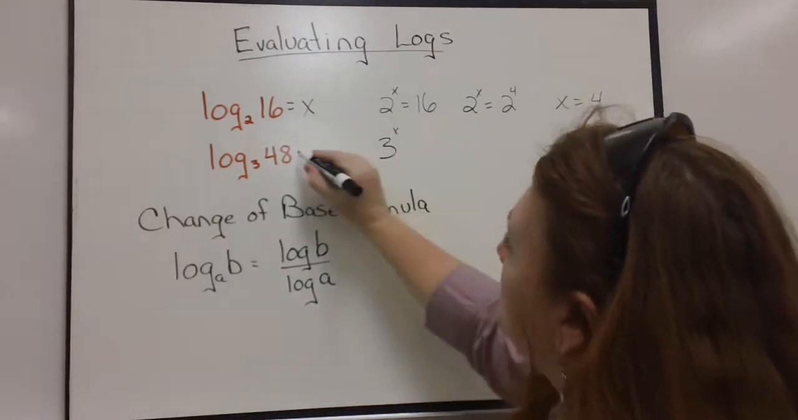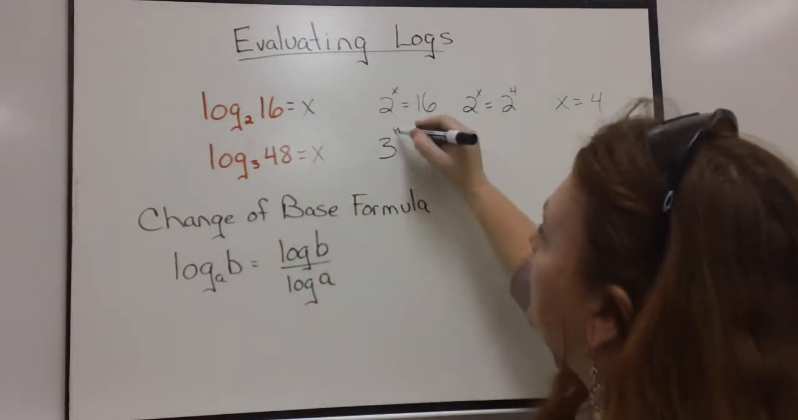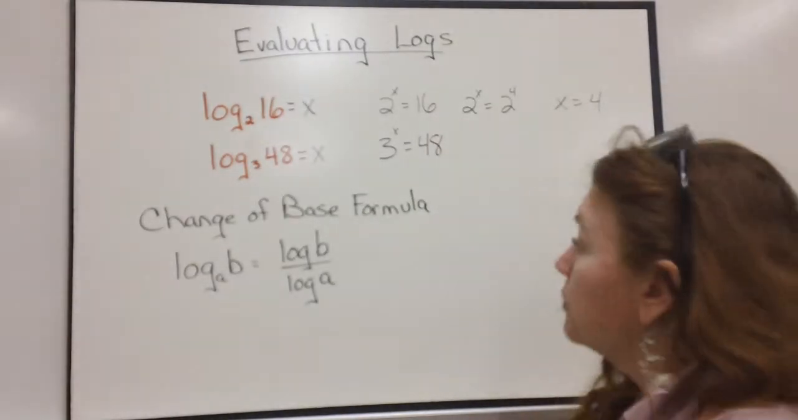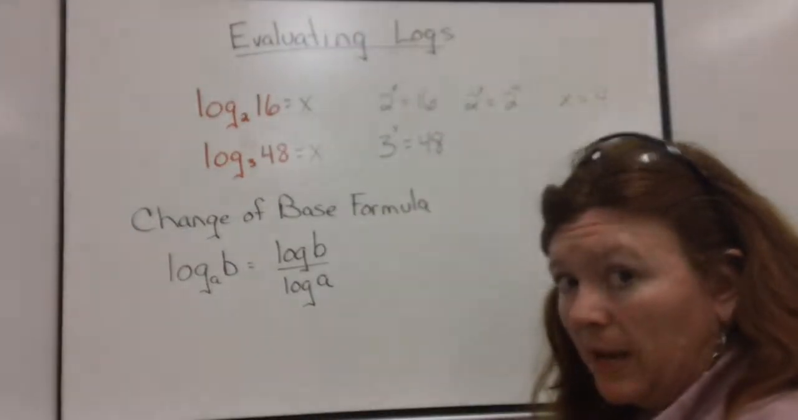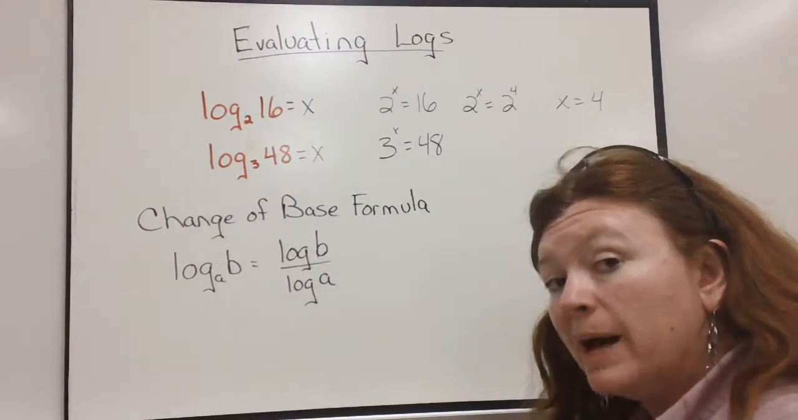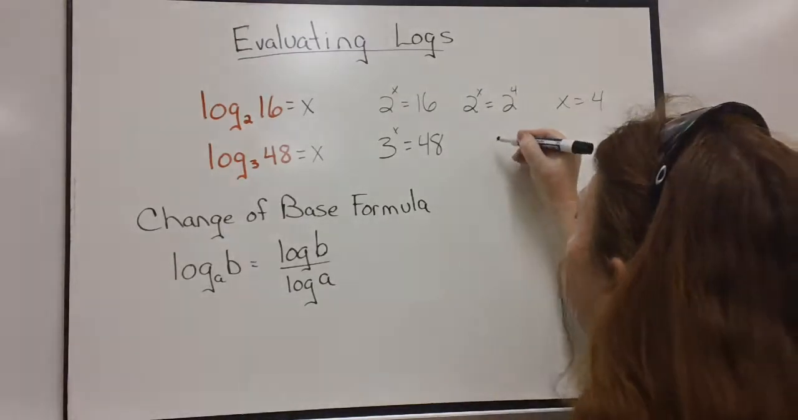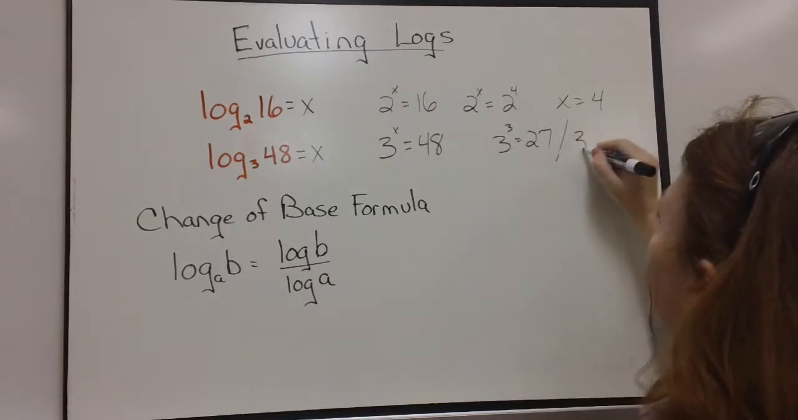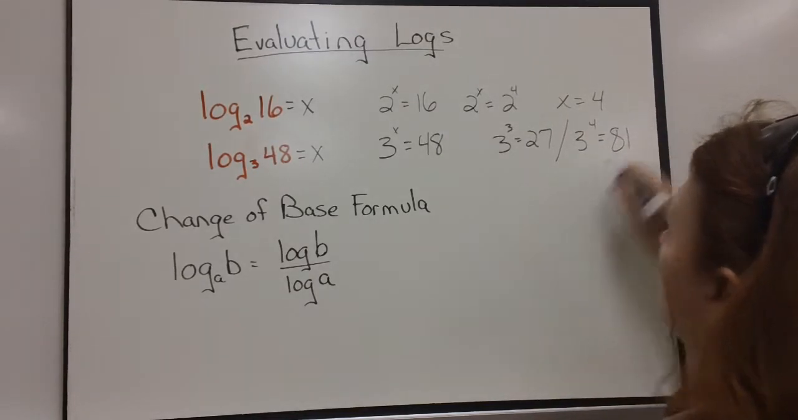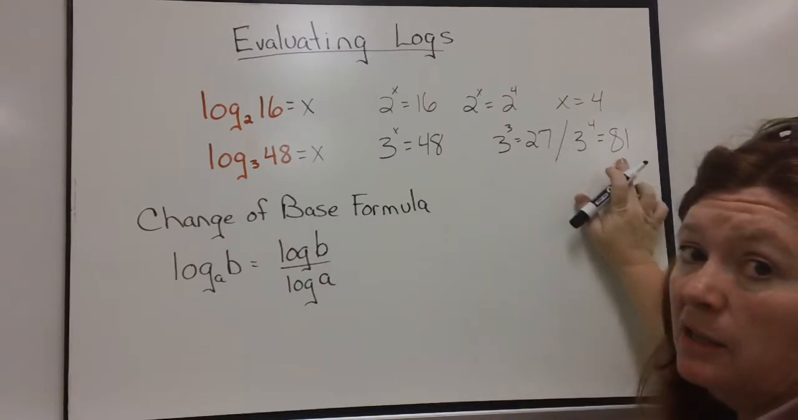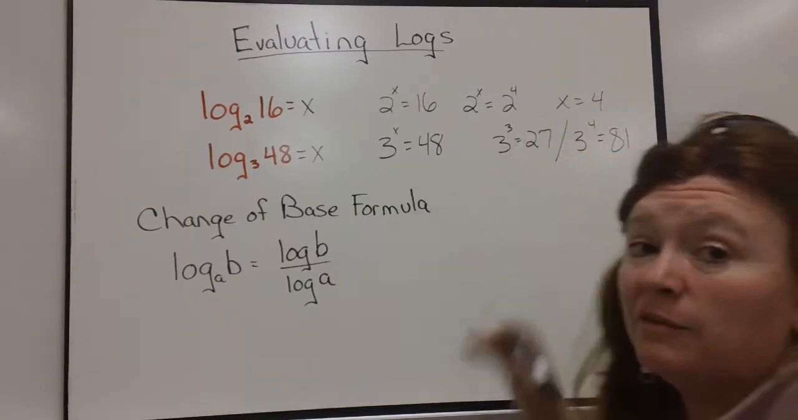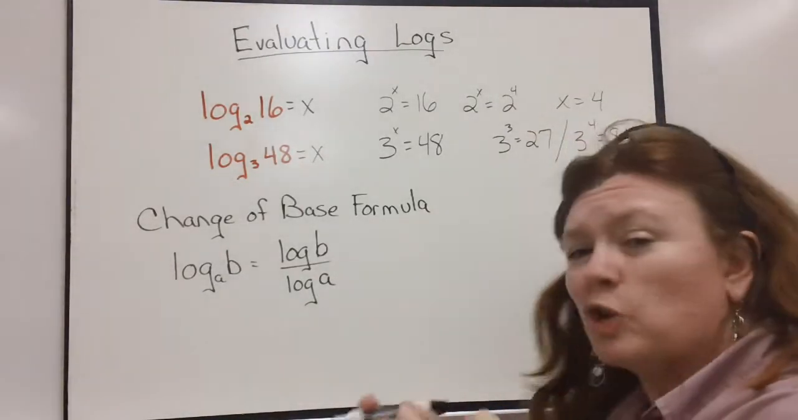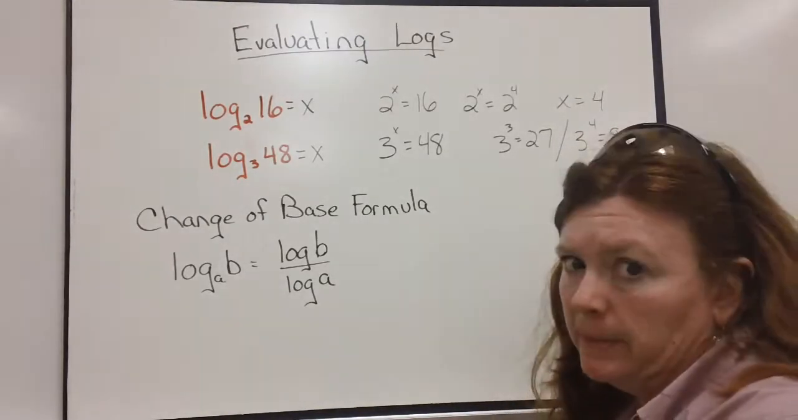3 to the x. If I said, okay, what is this equal to? 3 to the x equals 48. I have no idea, honestly. 3 to the second power is 9. 3 to the third power is 27. Let's write that one down. 3 to the third is 27. 3 to the fourth is 81. 48 is somewhere in between there. My answer's got to be somewhere between 3 and 4, but I have no idea. It's not something I can figure out on my own. I could try different decimals in the calculator, but that would take me a long time.